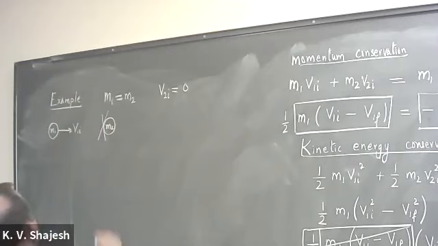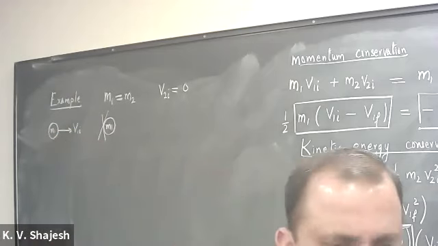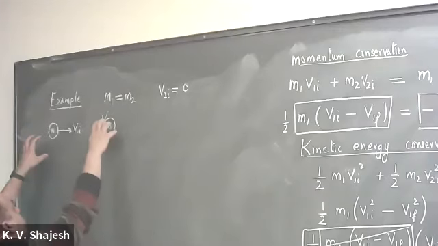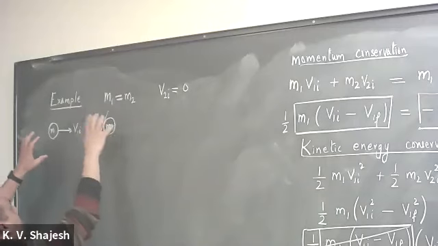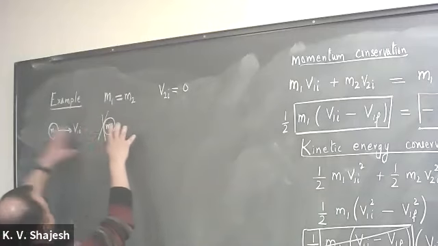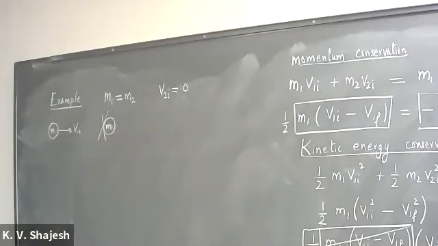Basically, m1 is equal to m2, so I don't have to write m1 and m2. I say these are the same masses. So these are identical billiard balls colliding with each other, but one of them is at rest and the other one is coming and colliding with it.